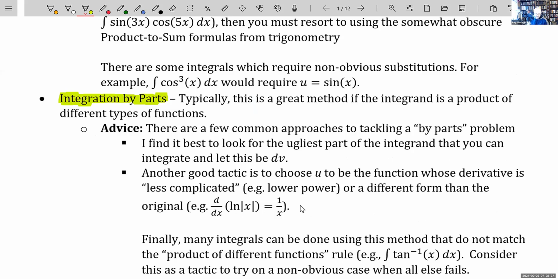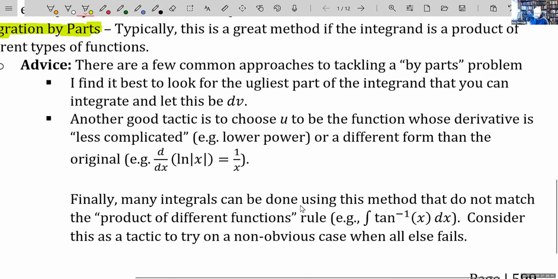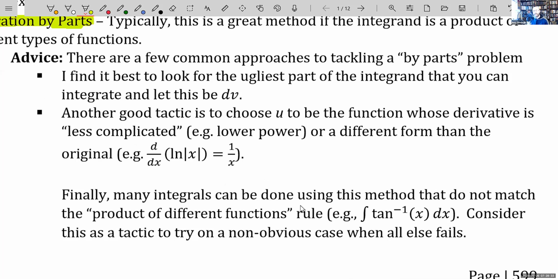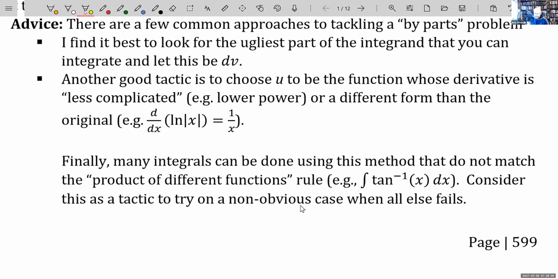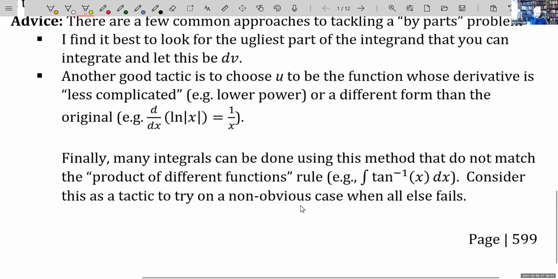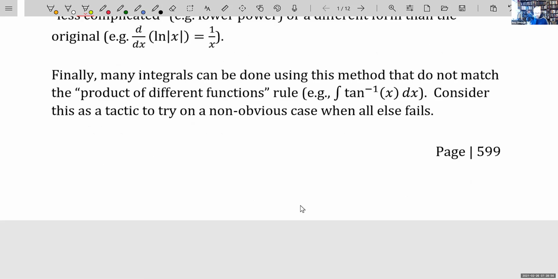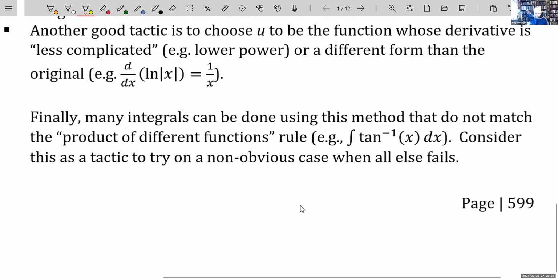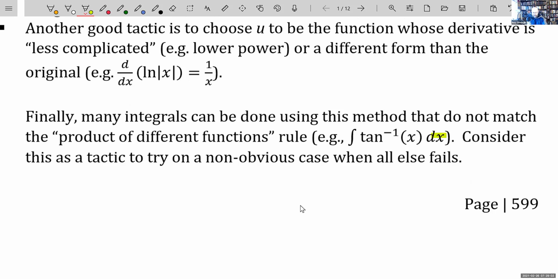Some advice here. I find it best to look at the ugliest part of the integrand that you can integrate and let this be dv. Another good tactic is to choose u to be the function whose derivative is less complicated or a different form than the original function. So in other words, if you have a natural log, I'd probably let u equal the natural logarithm because its derivative changes forms. Finally, many integrals can be done using this method that do not match the product of different functions rule. For example, the tangent inverse, you can integrate that using by parts. So don't get married to the idea that it has to be a product of two different functions.